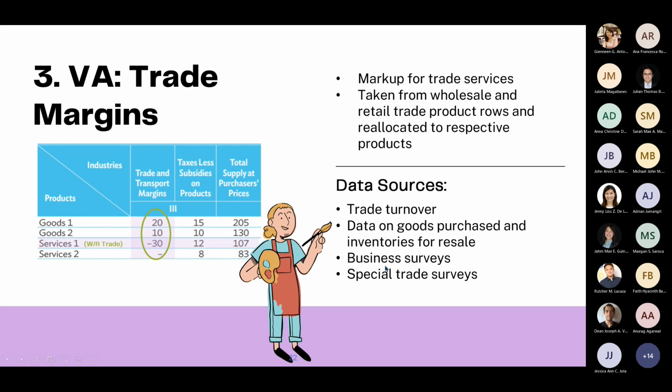Business surveys, or special trade surveys. So these would include data on total output of trade margins by industries, or even on a more detailed level. And we can also look at rates of domestic trade margins, preferably those on domestic export by product and by industry. Some countries would have data on that.